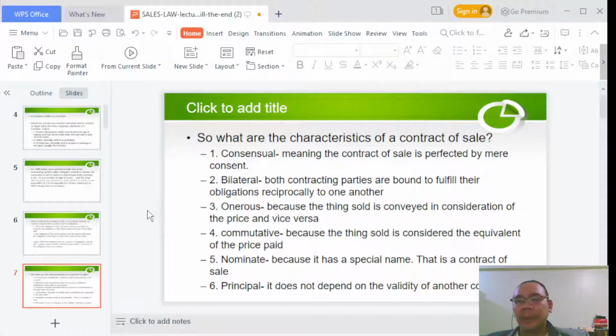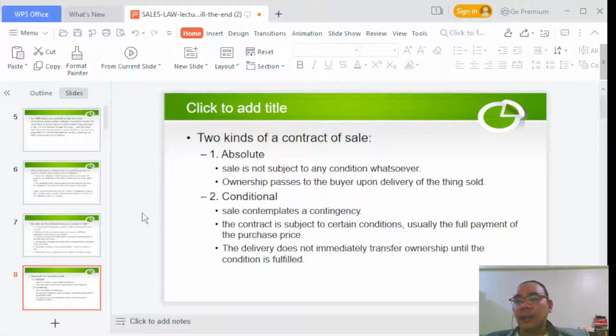Okay, pasensya na kayo, natagalan tayo dun sa principal ha. I just wanted you to understand yung konsepto ng mortgage. Okay?